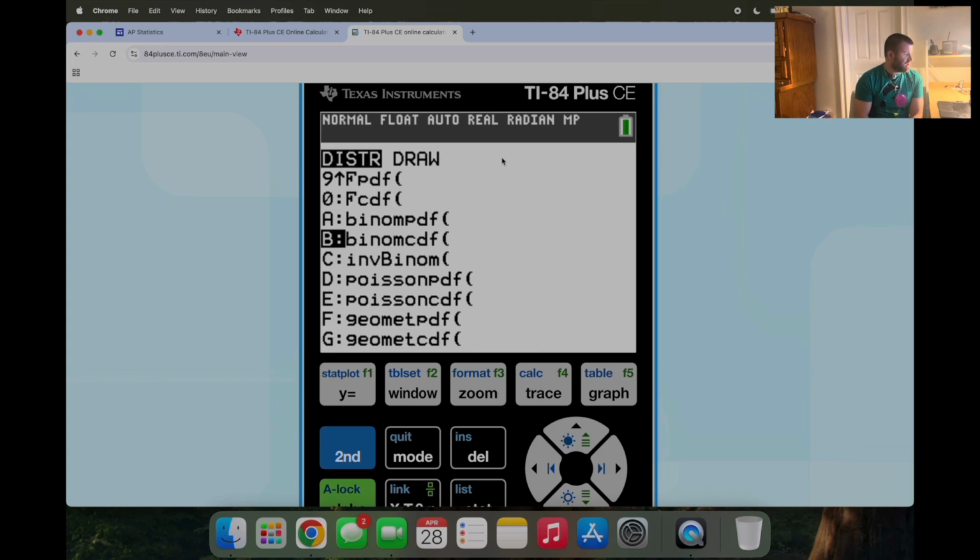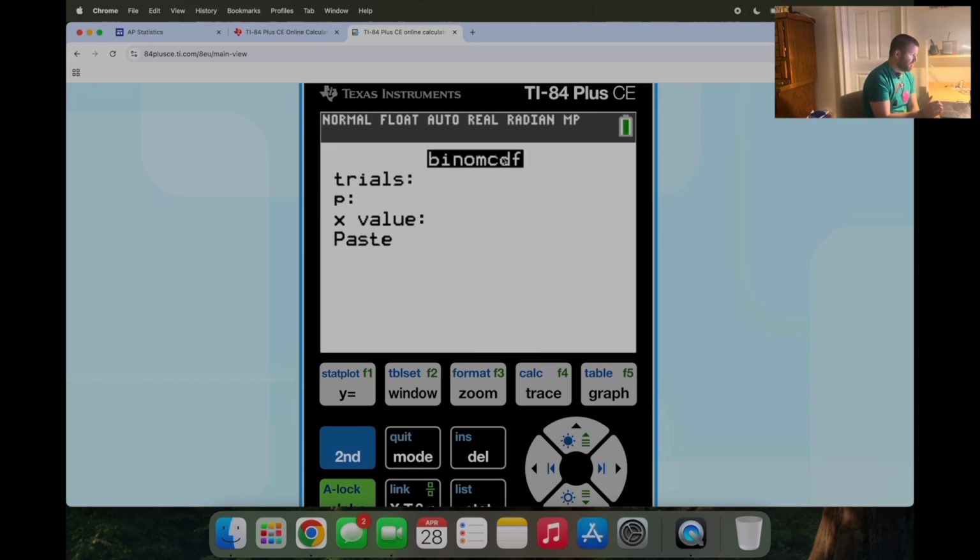So understanding how to use CDF in both cases is very, very important, because the input for these looks exactly the same. It's going to ask you for a number of trials. It's going to ask you for a probability of success, and then it's going to ask you for what is your x value, but your calculator doesn't specify whether it's a less than or equal to or a less than. Now, if you're lucky enough to have an Inspire, it is very easy because it has an upper bound and a lower bound.